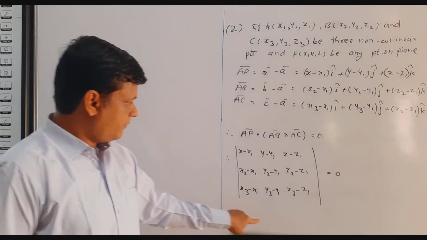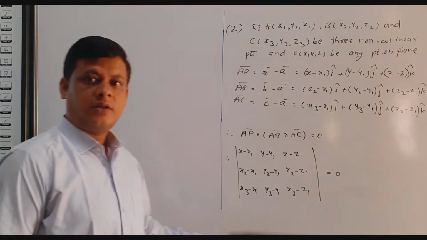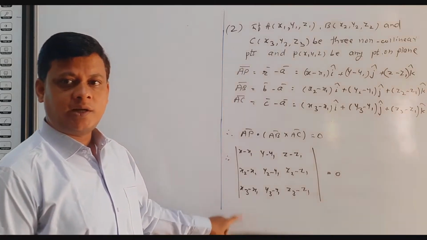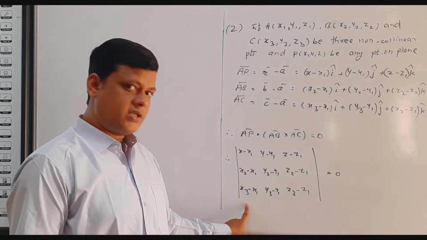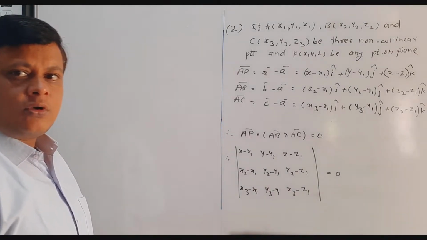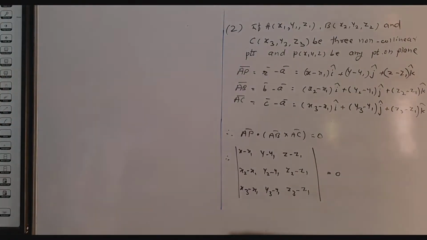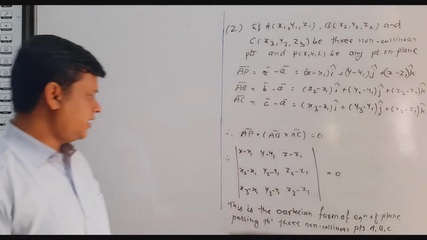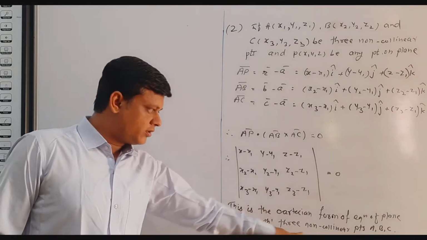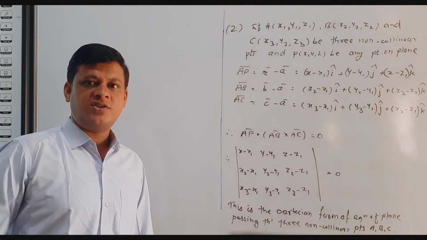So when we have to find the Cartesian equation of the plane passing through 3 non-collinear points, we can use this form. This is the Cartesian form of the equation of a plane passing through 3 non-collinear points A, B, C.